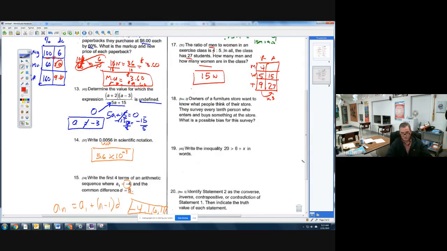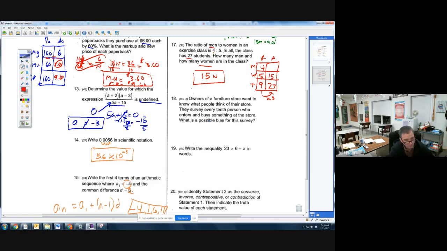Number 18, owners of a furniture store want to know what people think of their store. They survey every 10th person who enters and buys something at the store. What is the possible bias of the survey? Well, the biggest bias, they want to know what people think of their store. First of all, part of the bias is they only surveyed somebody who bought something. So obviously people who don't like the store probably aren't going to buy anything. So I would say that's probably what they're going for.